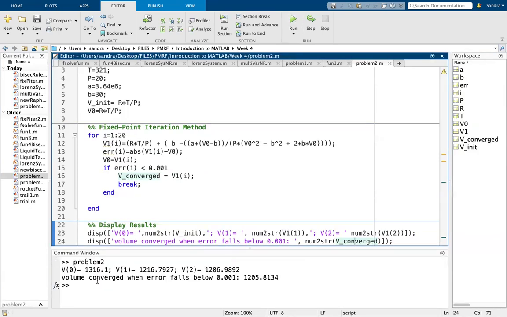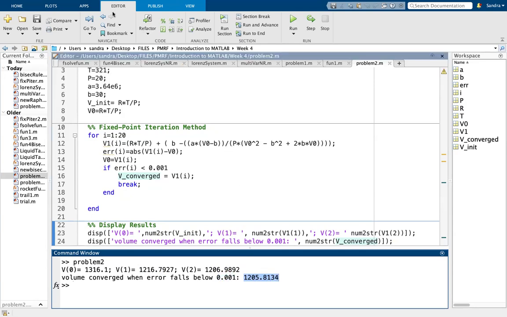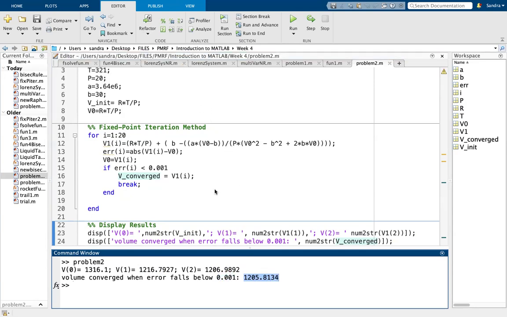When I run it, the initial value that I'm getting, RT by P, is 1316.1. Using the ideal gas equation, this is my initial guess. After the first fixed point iteration, I get 1216. After the second fixed point iteration, I get 1206. Finally, when the volume has converged to the threshold of 0.01, I'm getting 1205.8135.